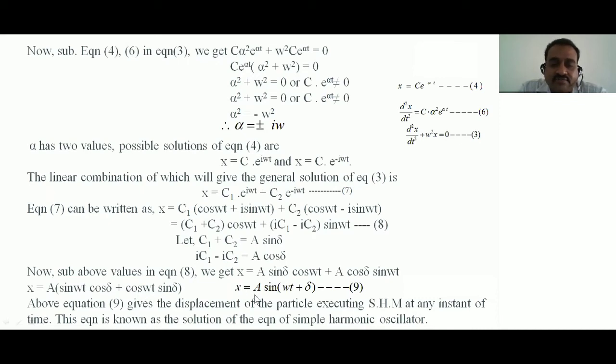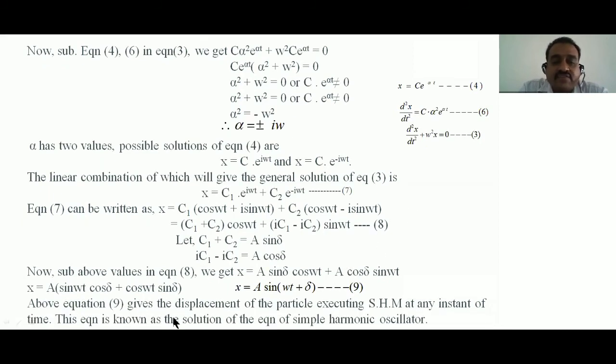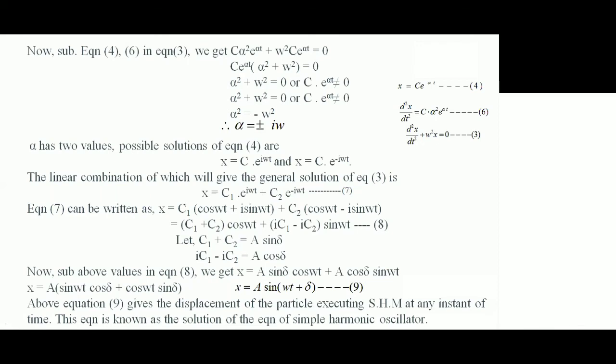Substituting here, we get x is equal to A sin omega t plus delta, because sin of A plus B is sin A cos B plus cos A sin B. So x is equal to A sin omega t plus delta. This is equation number 9. Above equation 9 gives the displacement of the particle executing simple harmonic motion at any instant of time. This equation is known as the solution of the equation of the simple harmonic oscillator. Okay, is your doubt clear? Yes, sir.